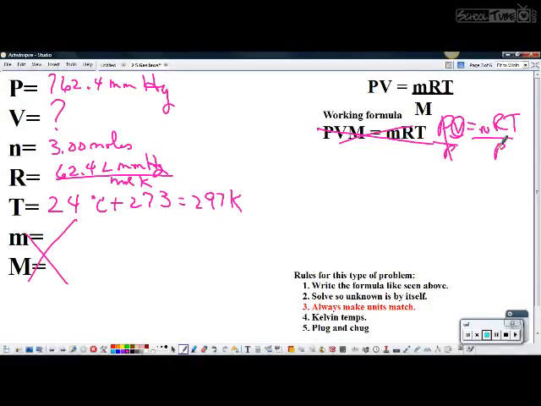Now, if you don't understand this magic that I'm doing, you need to ask. I assume that you know how to do this. If you do not, please ask. Don't wait till the day after the test and you failed the test because you didn't know how to do this or why I did it. You have to ask. So my formula is V is equal to nRT over P.